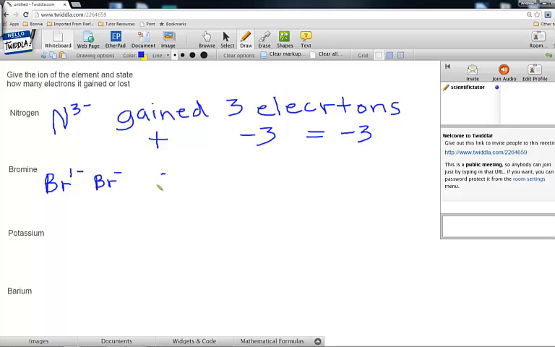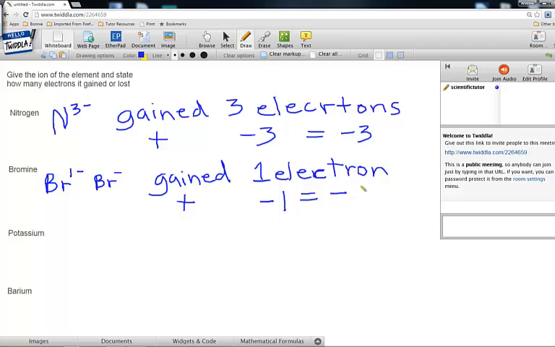Bromine here gained one electron. We can represent that in math again as gained is plus and each electron is minus. So it gained -1, which equals the -1 or 1 negative overall charge.